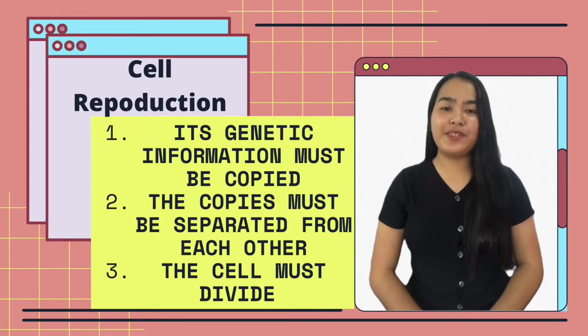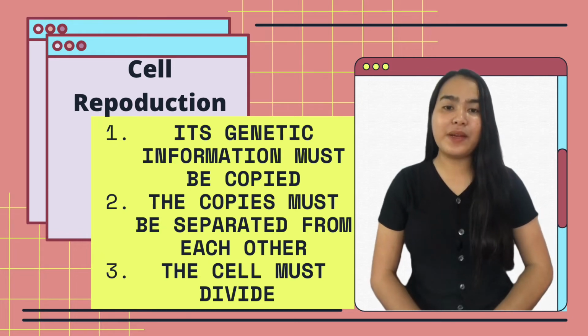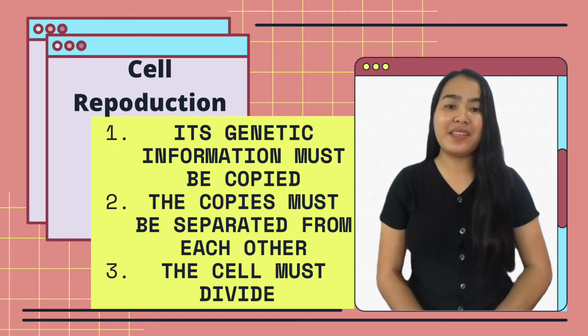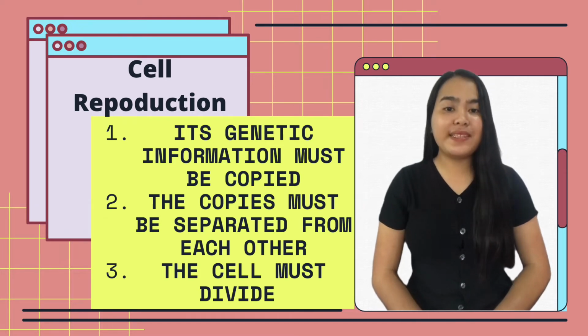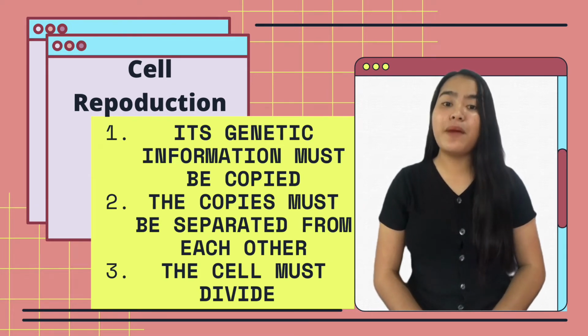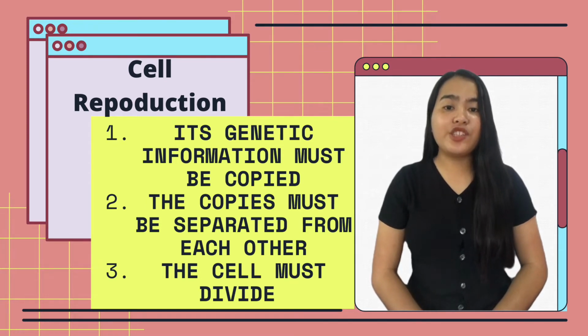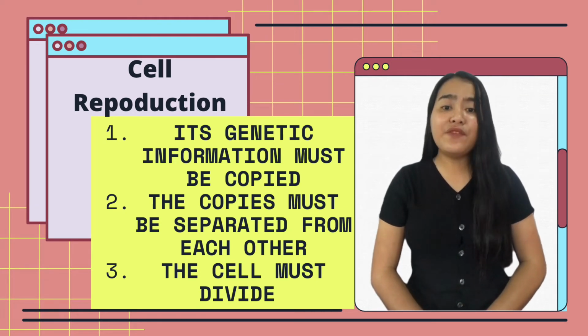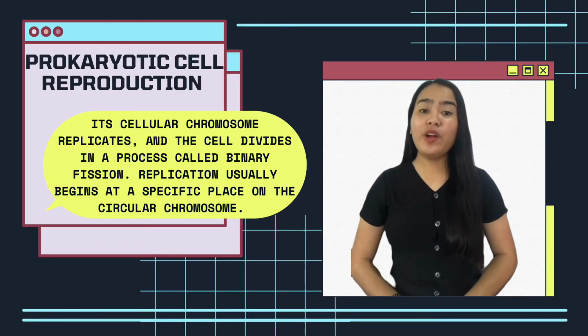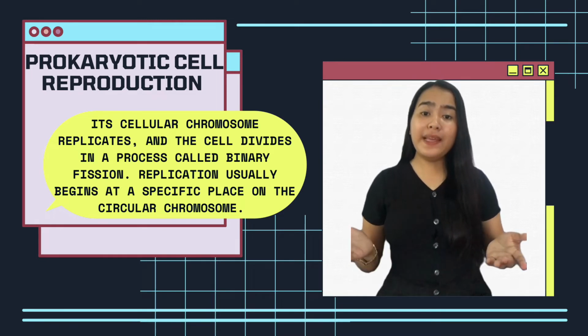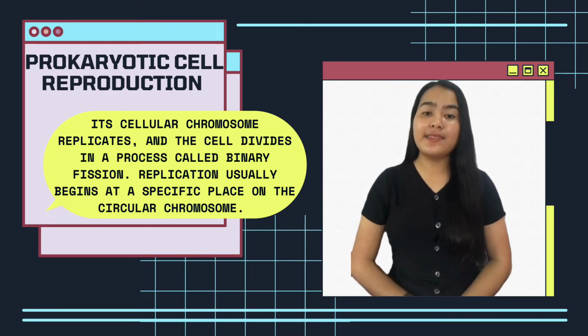For any cell to reproduce successfully, three fundamental events must take place. Its genetic information must be copied. The copies must be separated from each other, and the cell must divide. All cellular reproduction includes these three events, but the processes that lead to these events differ in prokaryotic and eukaryotic cells because of their structural differences. When a prokaryotic cell reproduces, its circular chromosome replicates, and the cell divides in the process called binary fission. Replication usually begins at a specific place on the circular chromosome called the origin of replication.